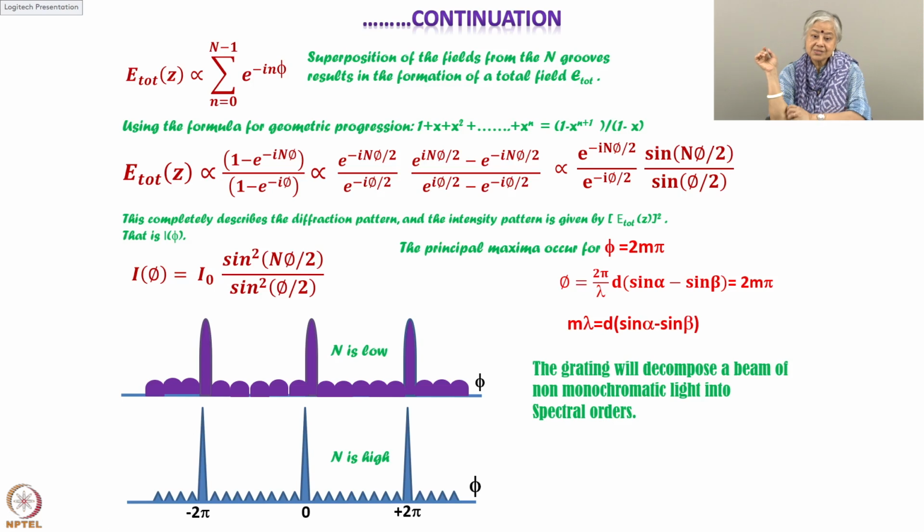Note this equation well. What you have is that a grating will decompose a beam of non-monochromatic light into spectral orders. For the same incident angle, the diffracted angle and the wavelength are related to each other depending on the order. So depending on the order, you will get different angles at which you get that order, and a different wavelength. So you are doing a tuning of your wavelength.